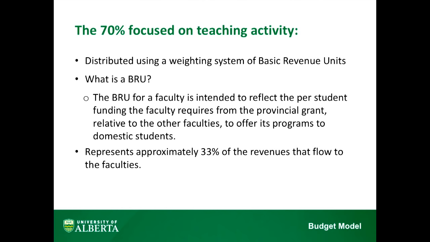And so the BRU is calculated and then multiplied by the number of students that are actually enrolled in that faculty to determine what the BRU contribution to the faculty's budget will be. And when you do the math, this is about a third of all the revenue that would go to the faculties would follow out of this 70%.